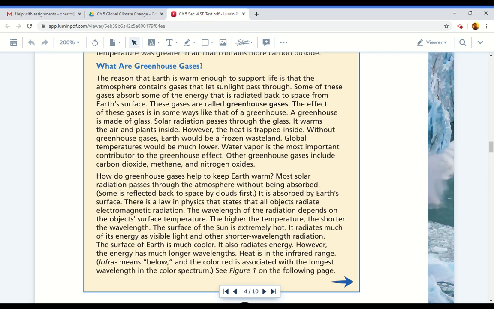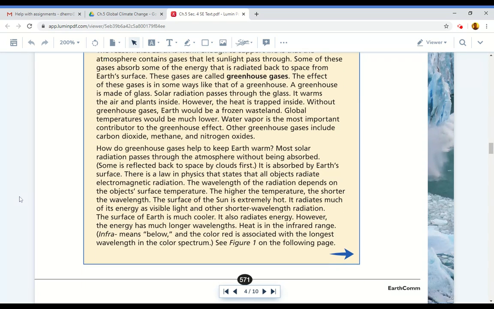A greenhouse is made of glass. Solar radiation passes through the glass. It warms the air and plants inside. However, the heat is trapped inside. Without greenhouse gases, Earth would be a frozen wasteland. Global temperatures would be much lower. Water vapor is the most important contributor to the greenhouse effect. Other greenhouse gases include carbon dioxide, methane, and nitrogen oxides.